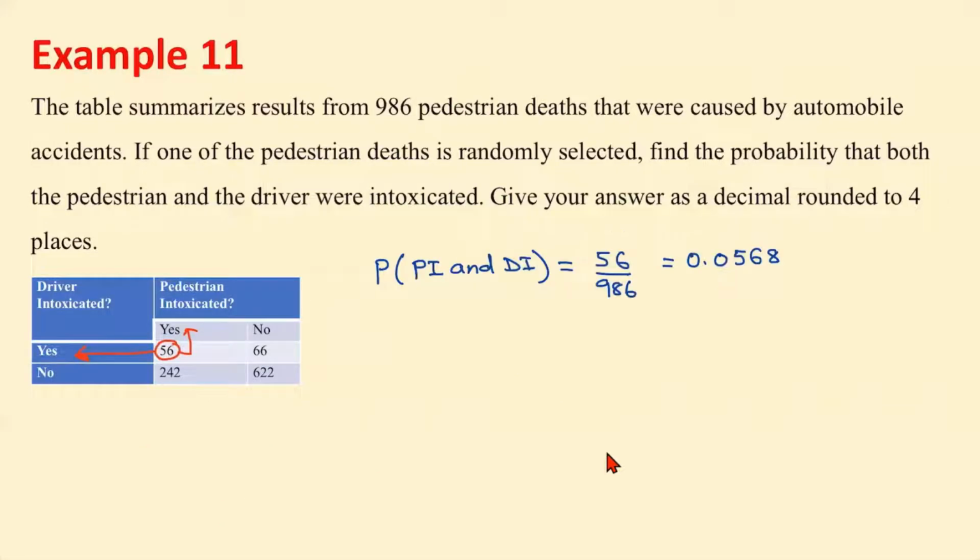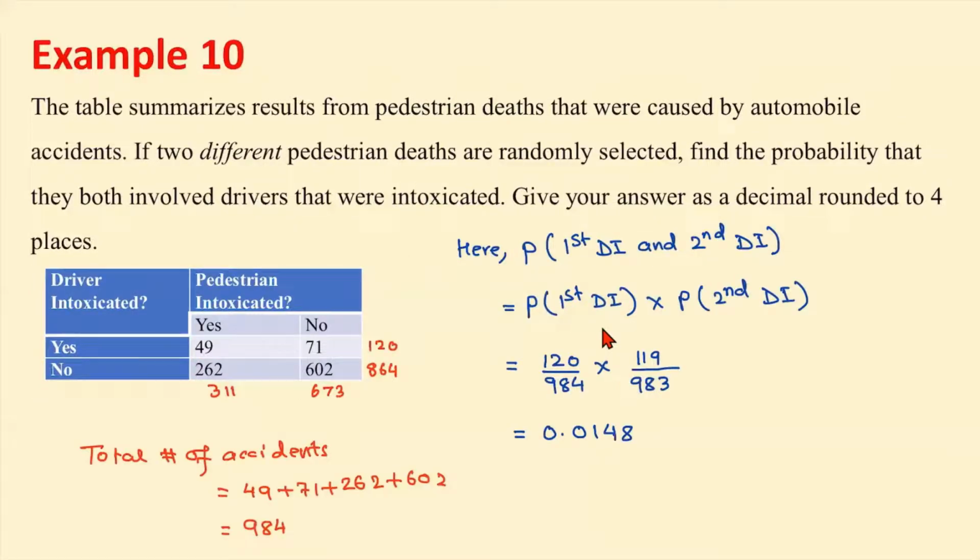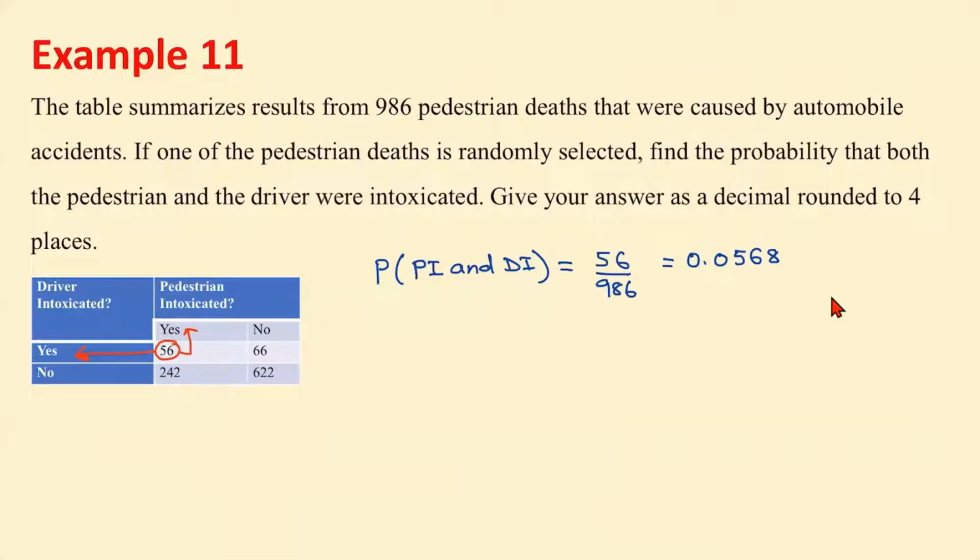So you can see, as I was telling you before, when you see a table like this, it doesn't mean that the questions are always the same. The question will be different. You really need to read through the problem, try to understand what is exactly asked, and try to answer that one only. In this one, they were just asking us to find the probability when one pedestrian death is randomly selected. So it was just the one. But in the previous one, we are talking about two accidents. That's why we look for the first accident where driver intoxicated, second accident where driver intoxicated. So you really need to read through the problem, understand what is exactly asked, use the correct formula, and then calculate your probability. So that will definitely help you.